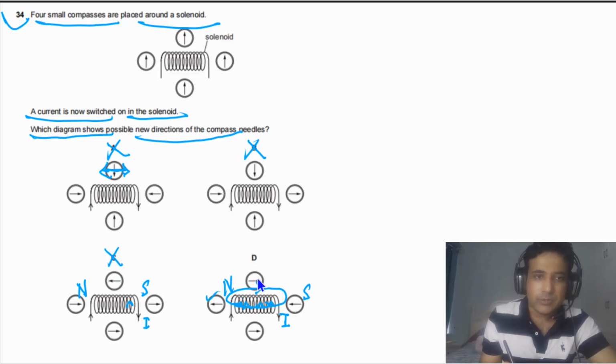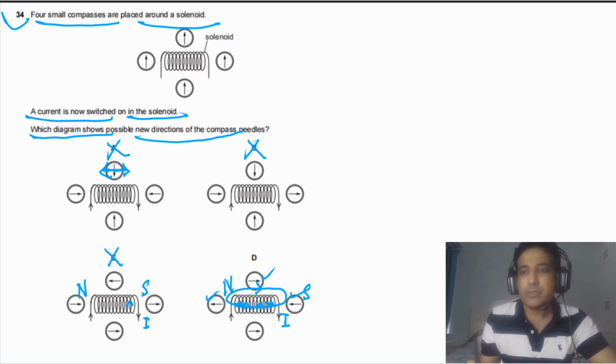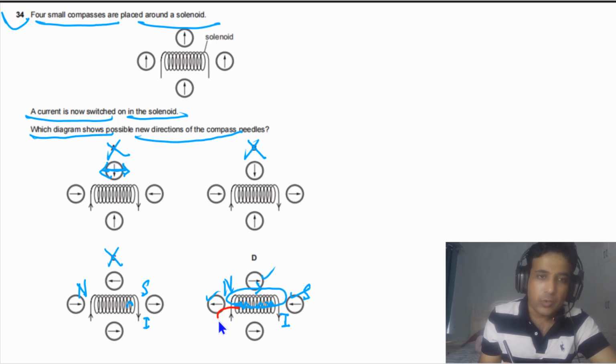Now we can use a different color and draw another loop. Magnetic field lines leave the North Pole and they enter the South Pole. So they will form a loop like this. So this one is correct, this is correct because this is the direction of magnetic field lines. And this is also correct. So the answer for this one is D.